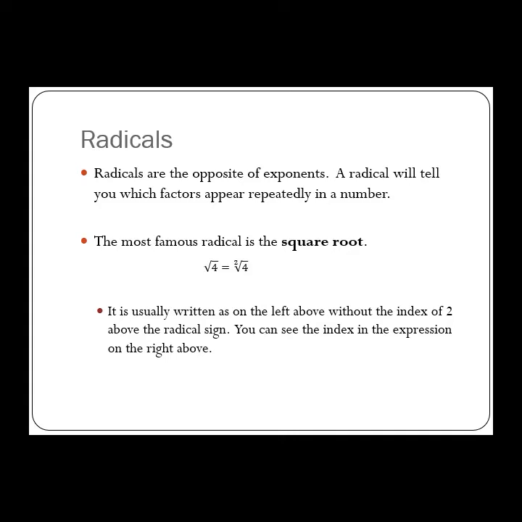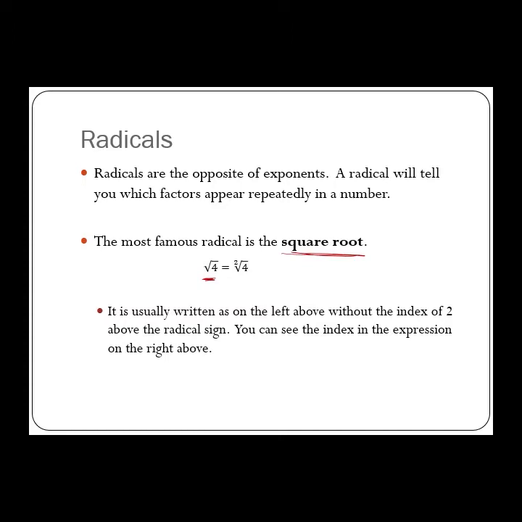Radicals are the opposite of exponents in the sense that we've learned them so far. They can actually be represented by a fractional exponent. They tell you which factors appear repeatedly in a number rather than asking you to repeatedly multiply a number. The one that you're most familiar with should be the square root. It's usually written without the 2 inside, but it's understood that there's a 2 there because you're looking for factors in pairs of 2.